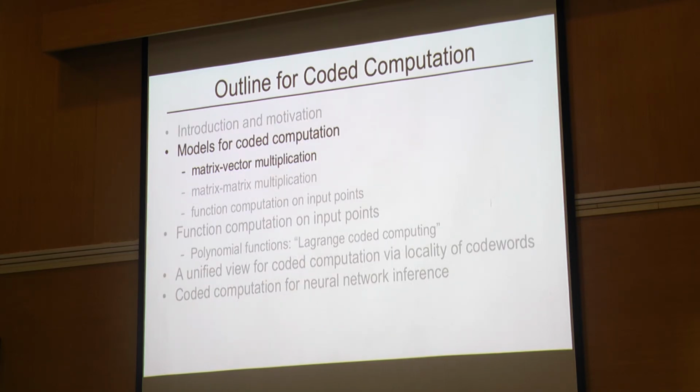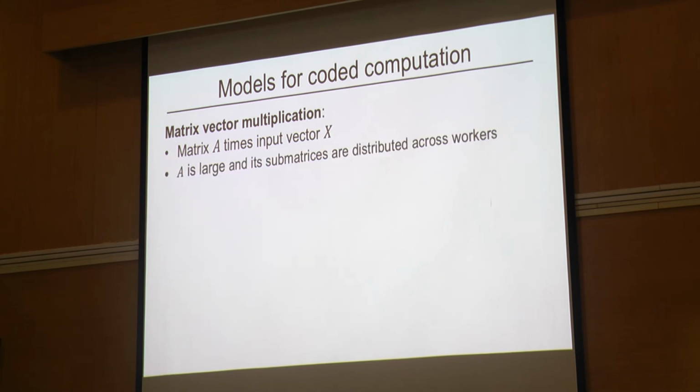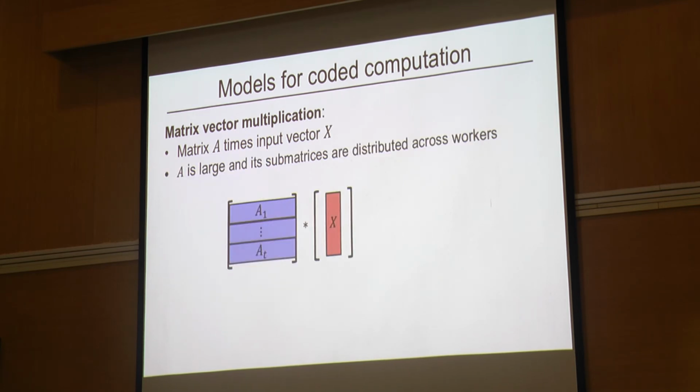Okay, so for different models of coded computation, the first one we'll look at is matrix vector multiplication. You have a matrix A and a vector X, and A is typically large, so we can divide it into sub-matrices A1 to AT, and typically it is distributed across servers. So typically it is large. You should think of it as too large to store in memory.